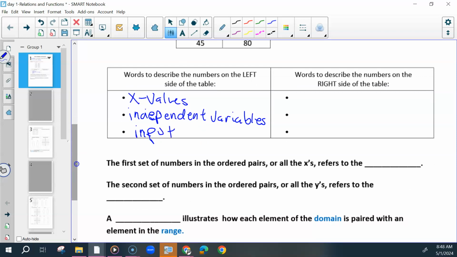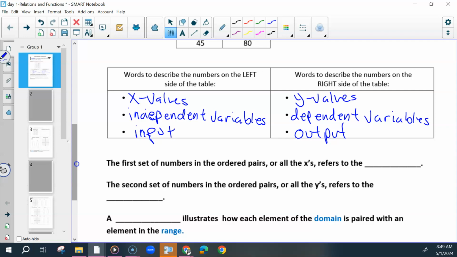So then the opposite, the right side, would be output. Dependent variables and y values. So we need to remember that all of those mean the same thing. So if you see something that says x values or input or independent variables, all mean the same thing.